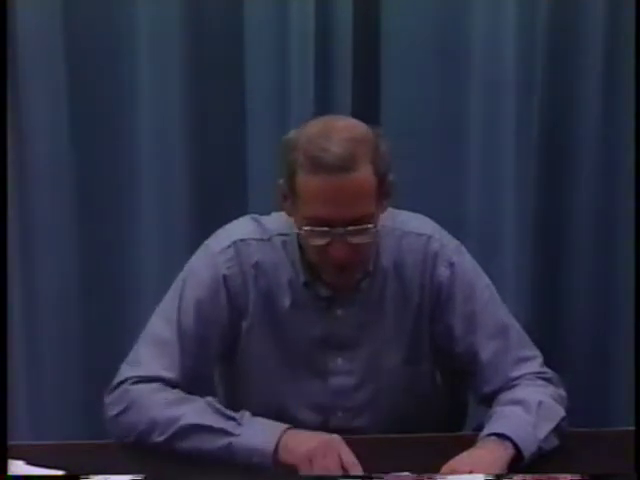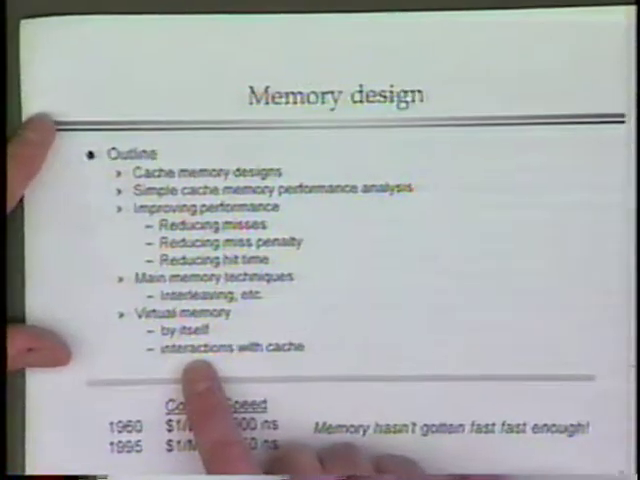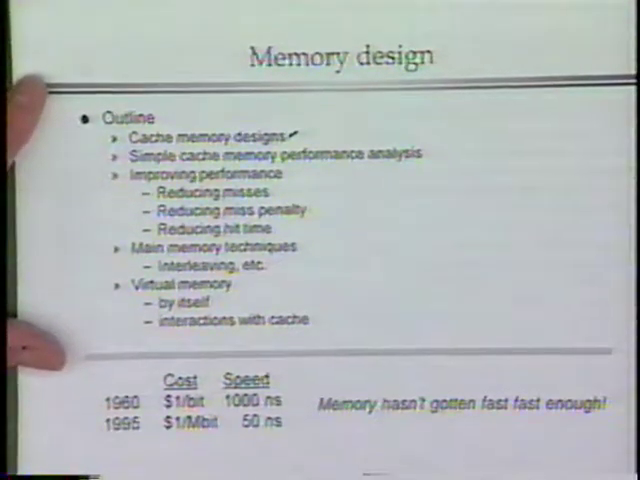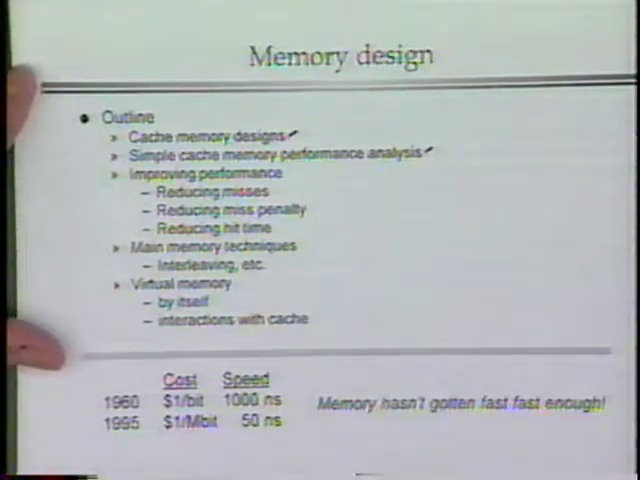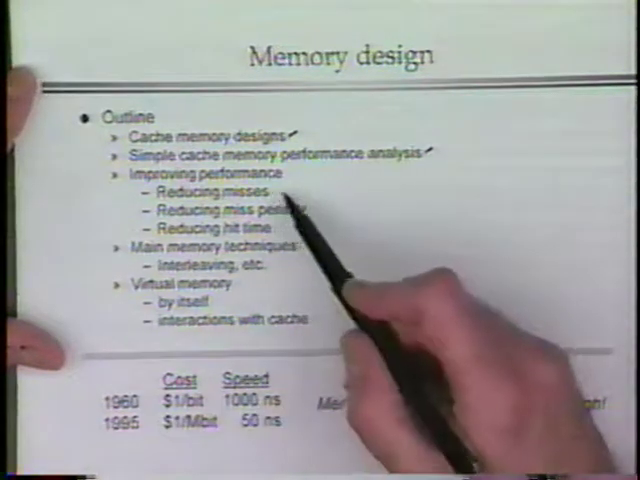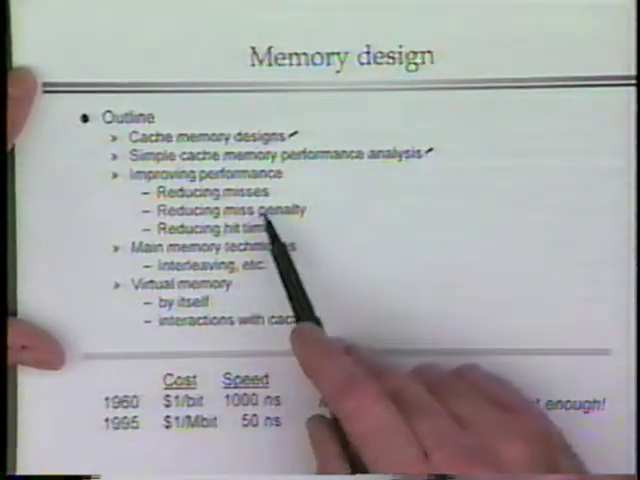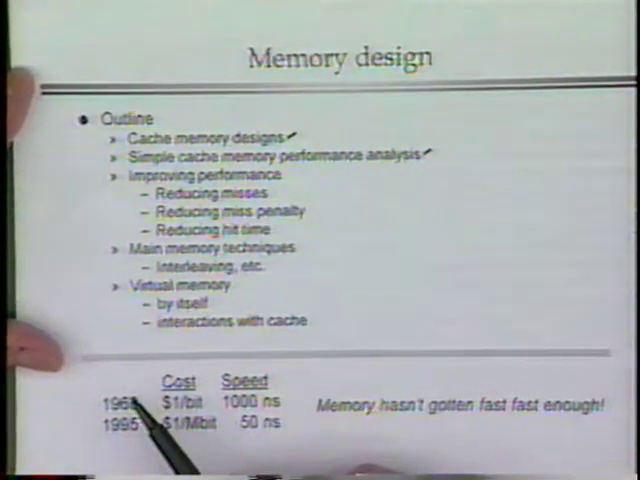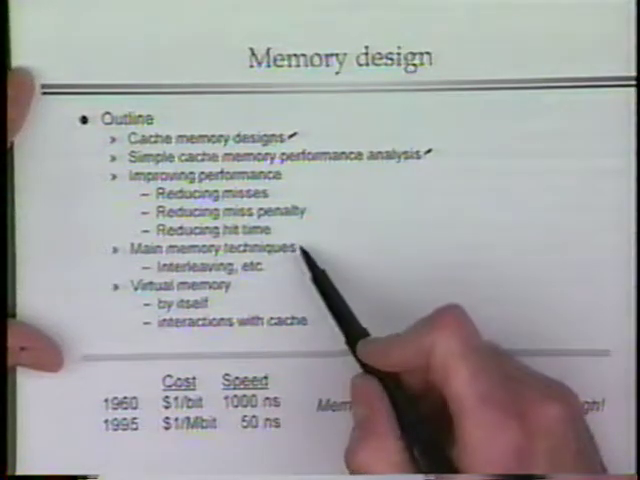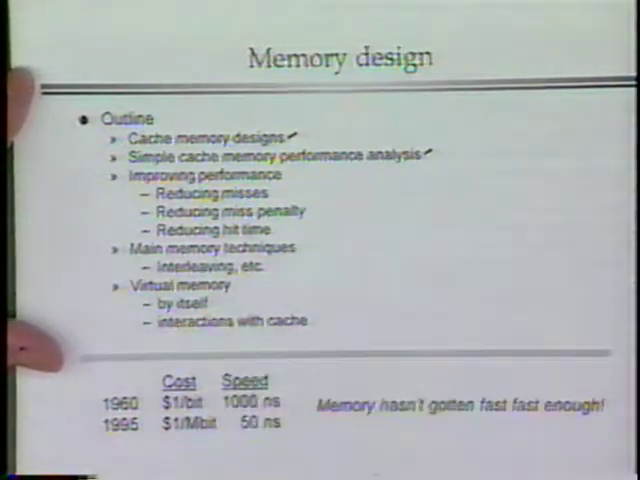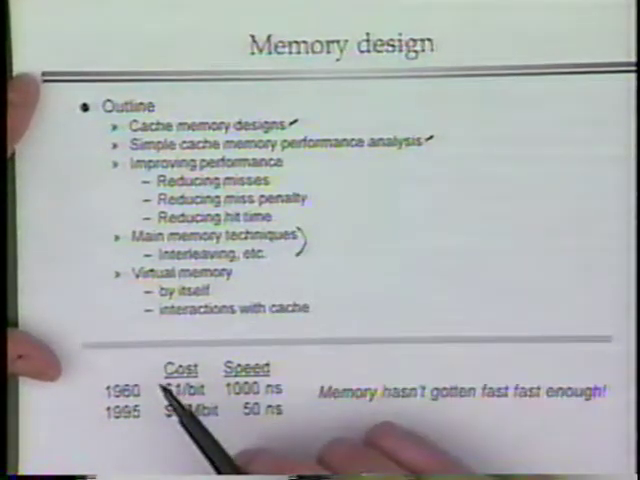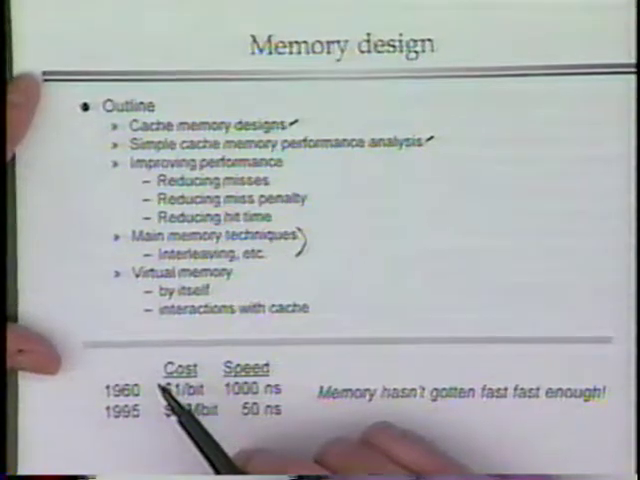So here's an outline of the next couple or maybe 3 classes. Basically, we'll talk about different cache memory designs. We'll look at some, again, simple back-of-the-envelope kind of analysis to figure out how well they perform. And then we'll look systematically at a bunch of different ways to reduce the penalty associated with caches and improve its performance. Then we'll talk about main memory. After all, after you get a miss in the cache, you've got to do something going to main memory, and there are lots of techniques in designing main memory systems to make them run faster.